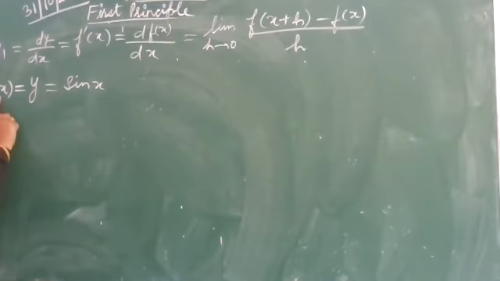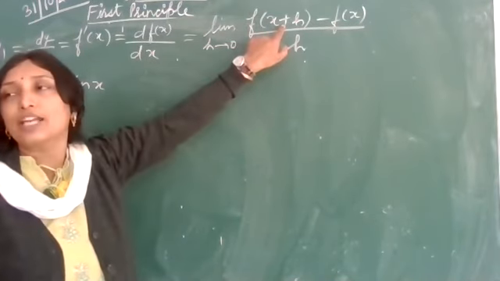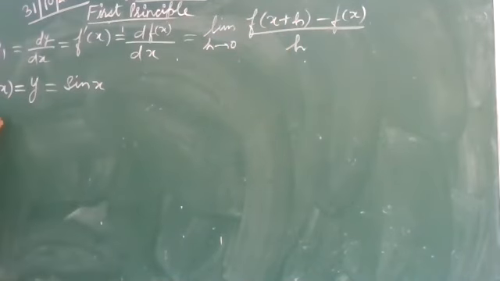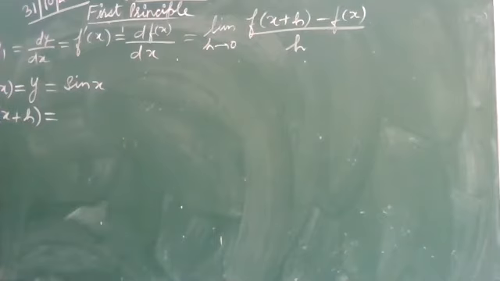First of all, what you do, f(x) is this. What else we need here? We need f(x + h), right? That means in place of x, the variable is x plus h. What will be the function here? Sin(x + h).